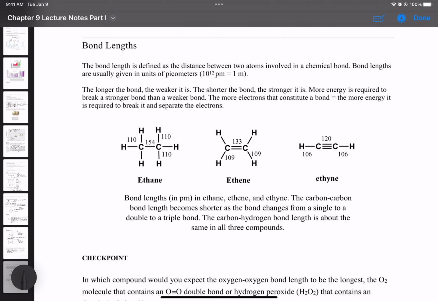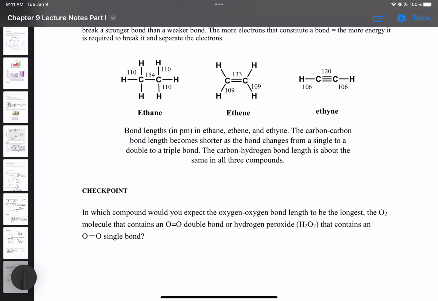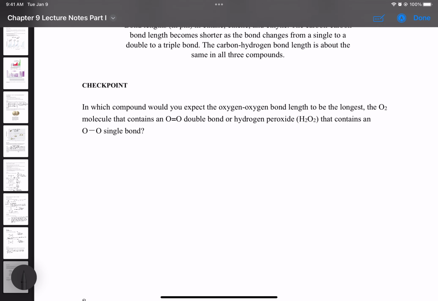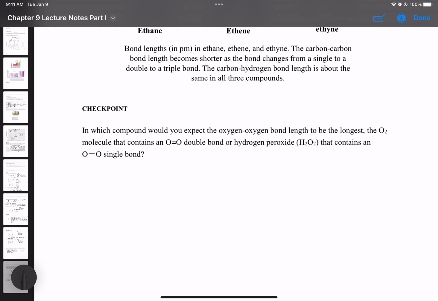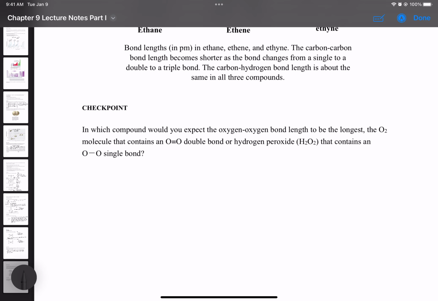Okay, all right. So let's wrap things up here with the last checkpoint of the day. Which compound would you expect the oxygen-oxygen bond to be the longest? The O2 molecule that has its OO double bond, or hydrogen peroxide that contains an OO single bond? So let's just draw these two structures out here. The structure of hydrogen peroxide is this zigzag character.